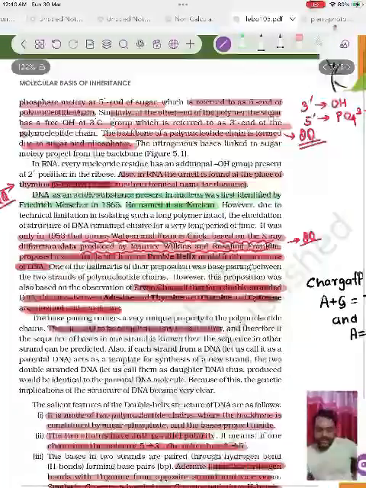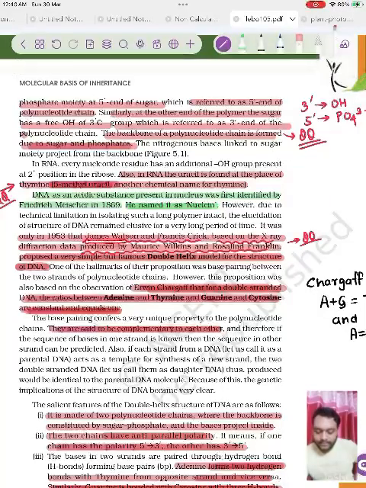In 1953, James Watson and Francis Crick, based on the X-ray diffraction data produced by Maurice Wilkins and Rosalind Franklin, proposed a very simple but famous double helix model for the structure of DNA. Okay, this question has been asked many times. That's the name of the scientists.